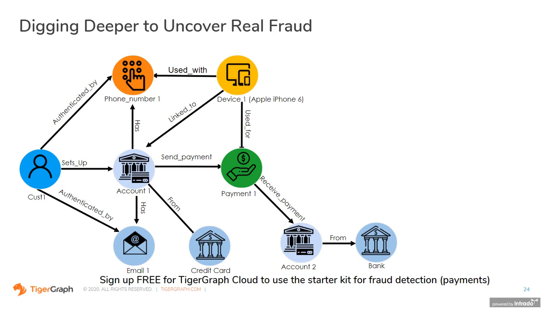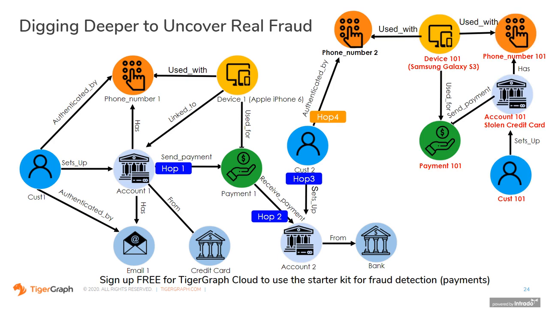And the money is going to this other account, which was set up by this customer. So starting from the customer and that account, we have 3 so-called graph hops. And so far, everything looked good.